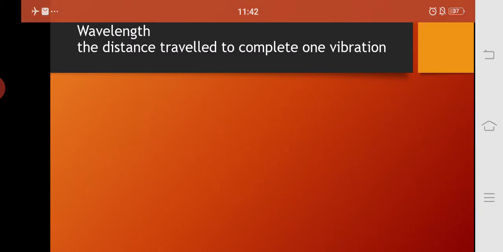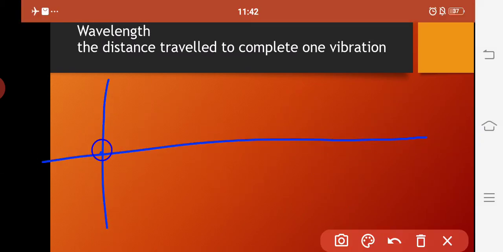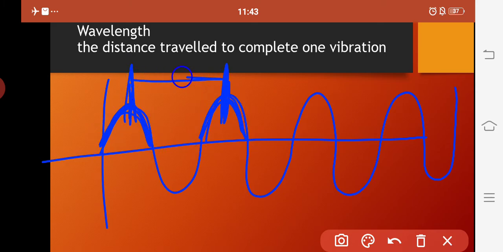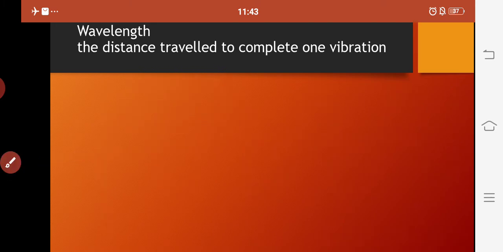Now the next is wavelength. What is wavelength? If this is the pattern of the wave motion, wavelength is the distance between the two alternate patterns, either the two compressions or the two rarefactions. So this is one upward motion, this is the other upward motion, and the distance between these two is known as wavelength, which is represented by lambda.